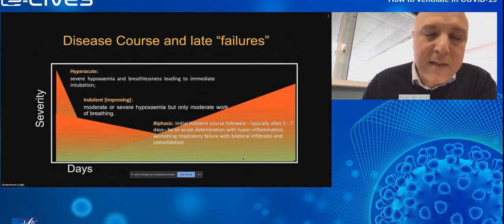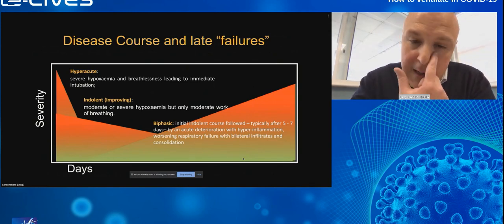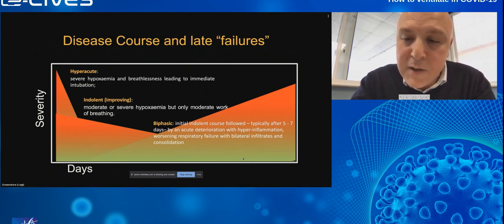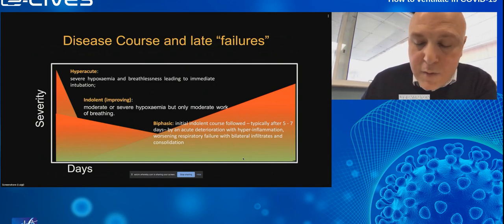until there is the biphasic response, where after the initial indolent course there is an increase in severity, which can be very acute after 5 to 7 days. And the deterioration may be associated with hyperinflammation. So in these patients the CRP goes up, the ferritin goes up, the lymphocyte count goes up. They are febrile and they need multiple organ support.